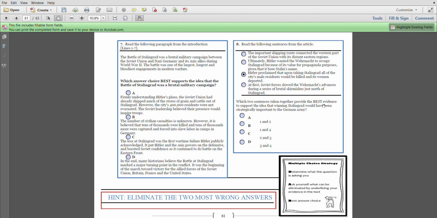Which two sentences taken together provide the best evidence to support the idea that winning Stalingrad would have been strategically important to the German army? A, 1 and 2, B, 1 and 4, C, 2 and 3, or D, 3 and 4. So these numbers will be here when you guys do it, okay? It's 1, 2, 3, and 4.